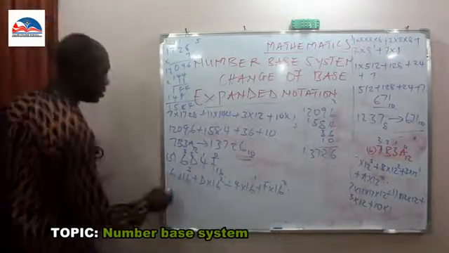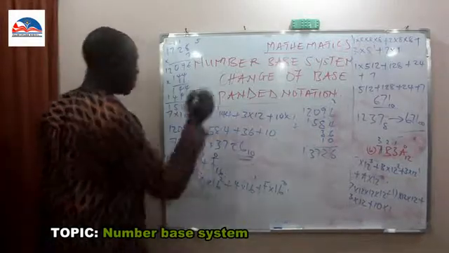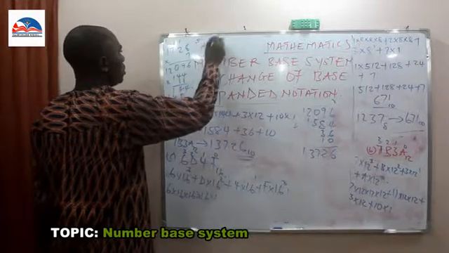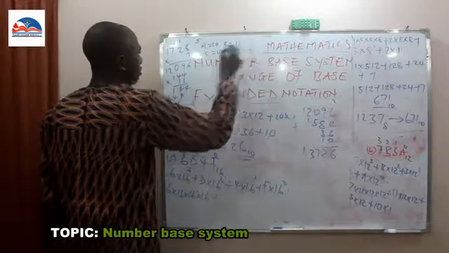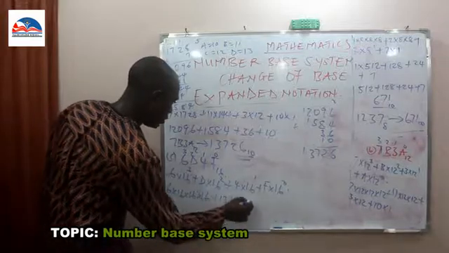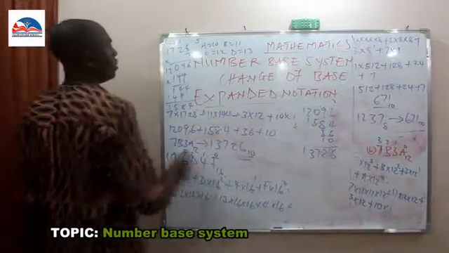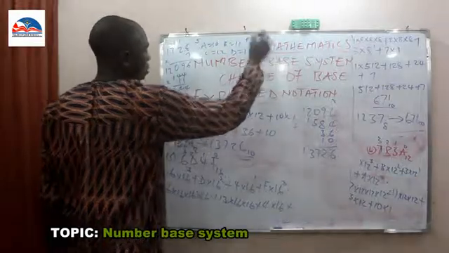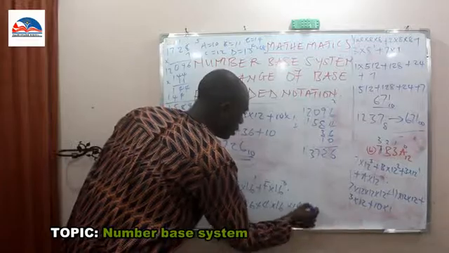Now we multiply 16 3 times. 6 times 16 times 16 times 16 plus our D. Don't forget, you start from A. A is 10, B is 11, C is 12, D is 13. So D is 13 here. 13 times 16 times 16 plus 4 times 16 plus F. D is 13, E is 14, F is 15. So we now have 15 times anything raised to the power 0, just like we said earlier, is 1.